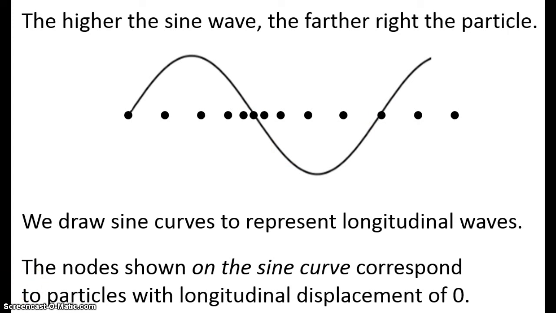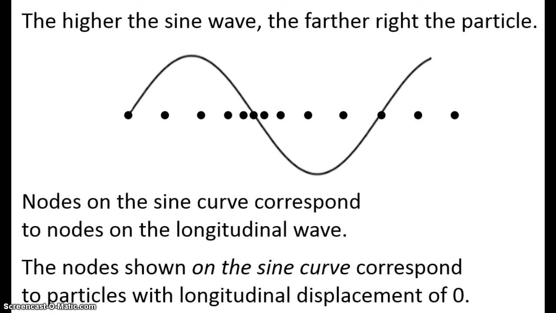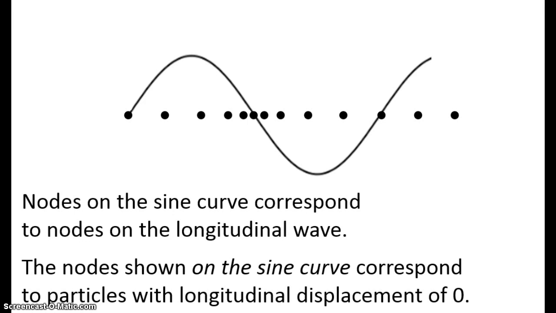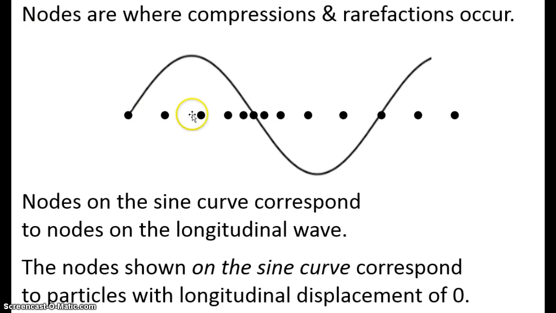Another way to say this bottom point is like this. Nodes on the sine curve correspond to nodes on the longitudinal wave. The final important thing we've learned, I'll put right up here. Nodes like here, here, and here, not only are they places where particles don't move, but those spots here, here, and here, those are where compressions and rarefactions are centered or where they occur.